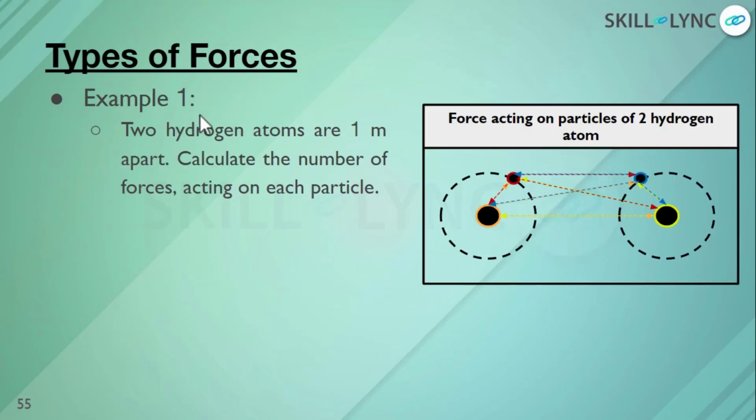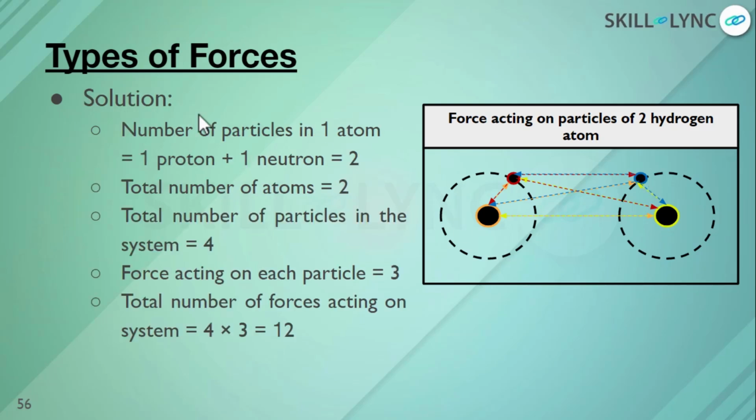Let's see an example where there are two hydrogen atoms 1 meter apart. We have to find out the number of forces acting on each particle. Here in the diagram it is depicted that there are two hydrogen atoms, atom 1 and atom 2. Both atoms contain a proton and a neutron. This is the proton and neutron of atom 1. This is the proton and neutron of atom 2.